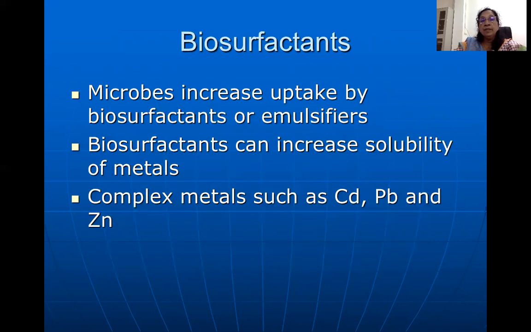Next is biosurfactants. Biosurfactants are like, for example, soaps or emulsifiers. Microbes can produce biosurfactants, increase the surface area, and increase the availability or uptake of heavy metals. Biosurfactants can increase the solubility of metals by increasing the surface area, and they can complex metals like cadmium, lead, and zinc. So these are the different mechanisms of interactions of heavy metals.